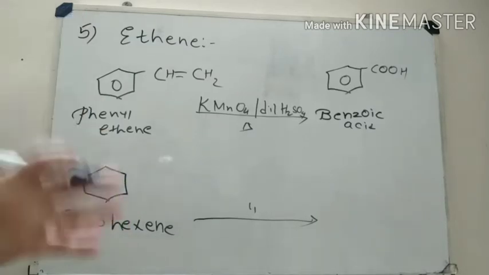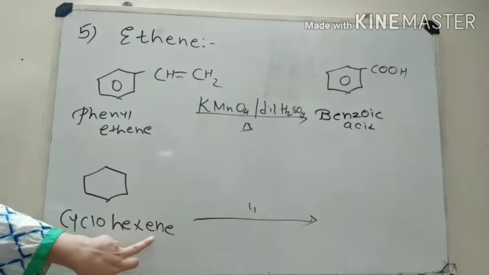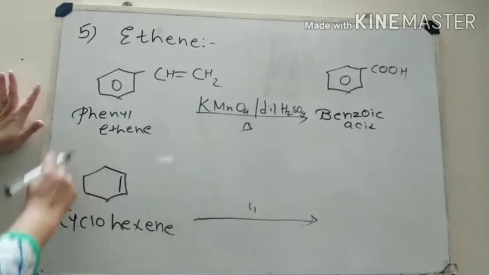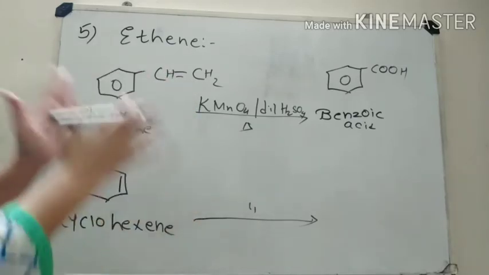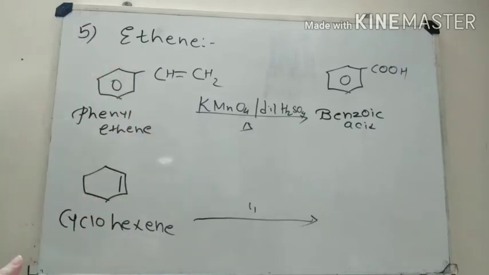That is the hexane we have to draw. Cyclo without a double bond, but there is an ending with ENE, so one double bond should be there. So this is the structure of cyclohexene. Then the catalyst will remain the same: KMnO4 in presence of dilute H2SO4, heating.